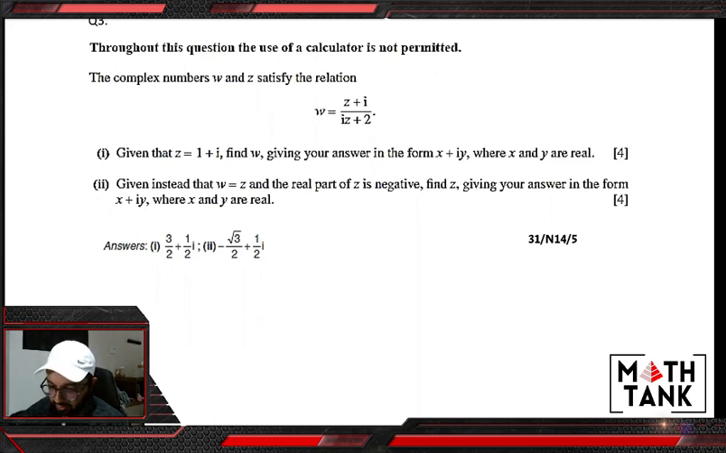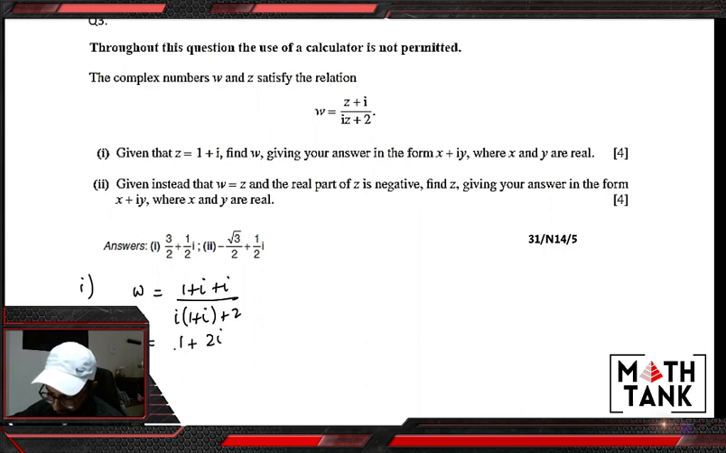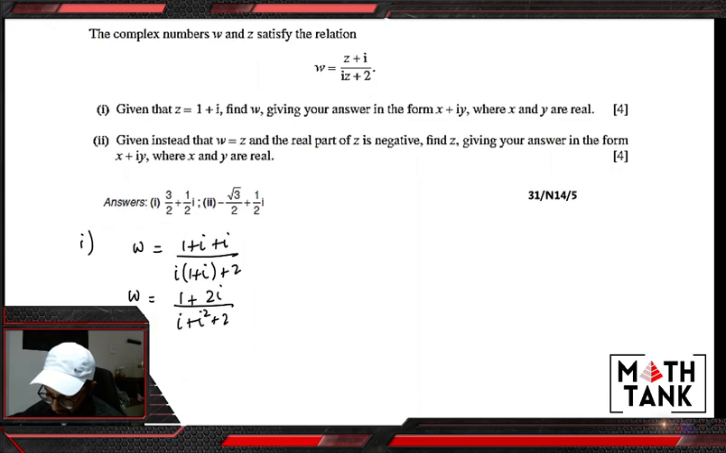The complex numbers w and z satisfy the relationship given. Given that z equals 1 plus i, find w, giving your answer in the form x plus yi, where x and y are real. Okay, so I have to find w. I just need to replace z with 1 plus i. That's simple. 1 plus 2i plus i squared plus 2.